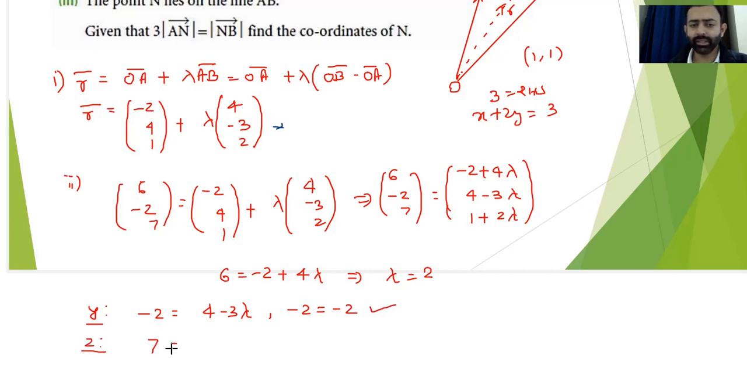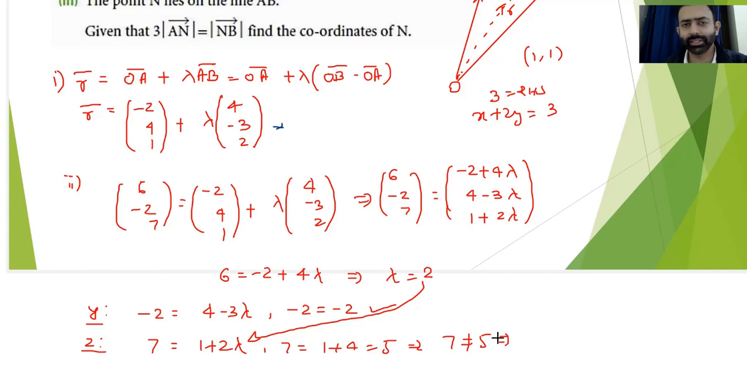Let us check for the z coordinate. LHS it is 7, and 1 plus 2 lambda, so 7 is equal to 1 plus 4 lambda. Putting lambda equal to 2 here, this is 4 plus 1, which is 5. That means 7 is not equal to 5. So we say that the z coordinate is not satisfied.